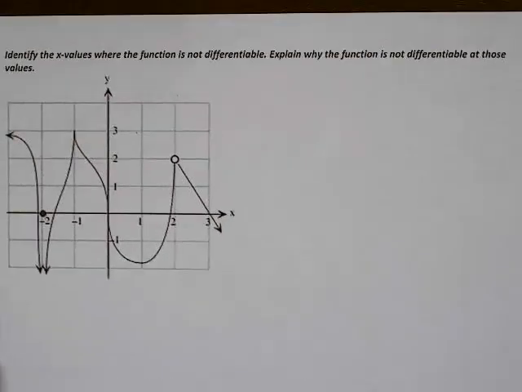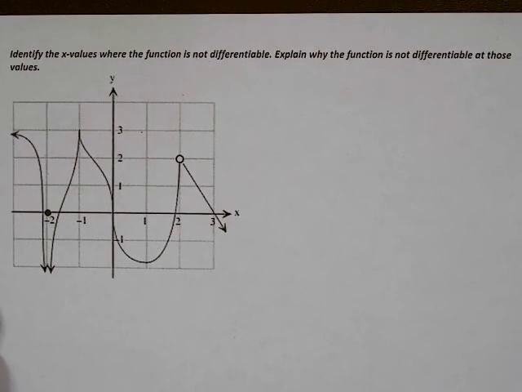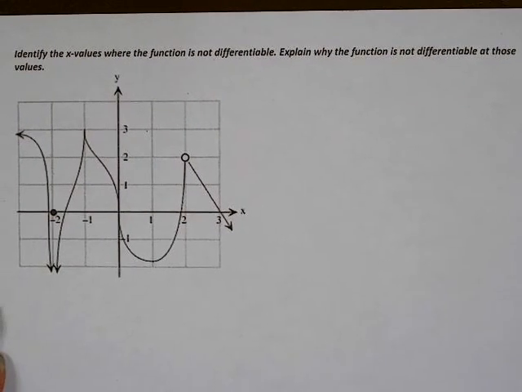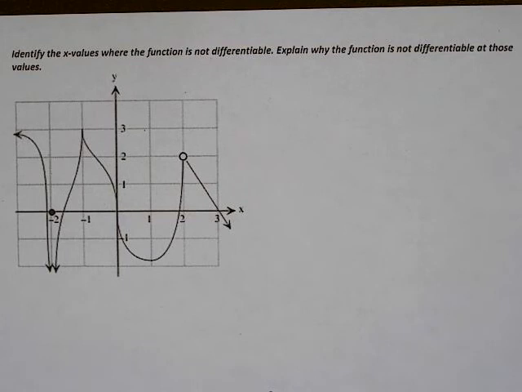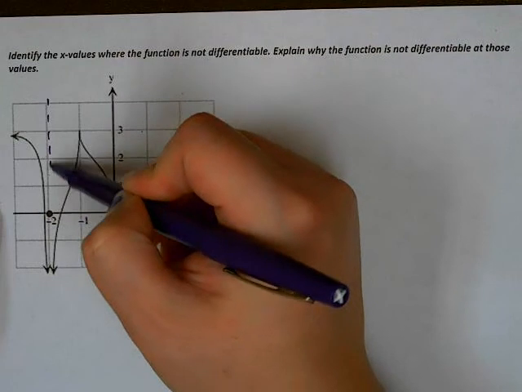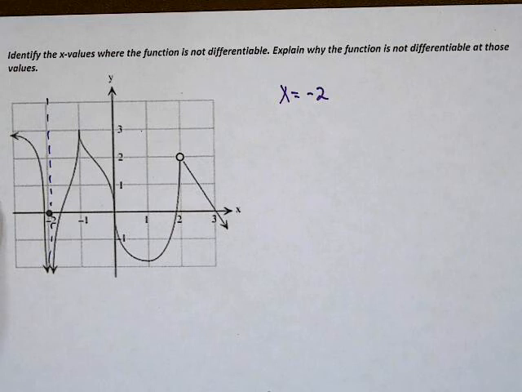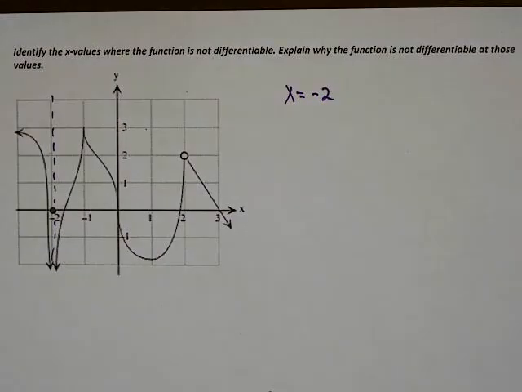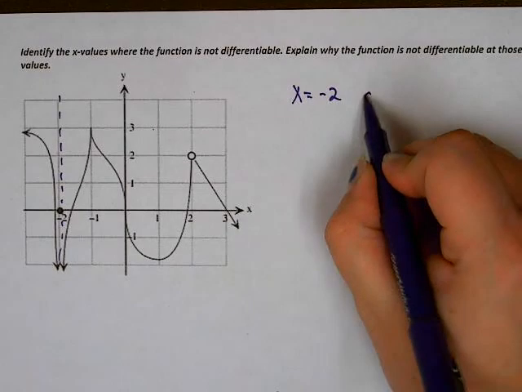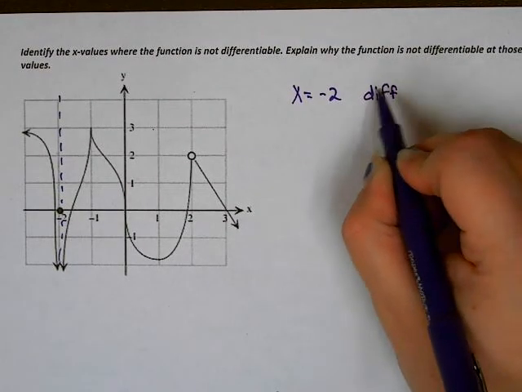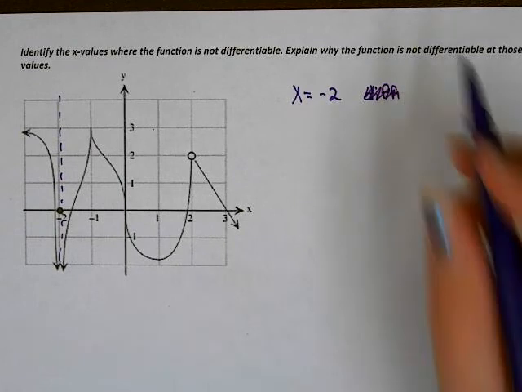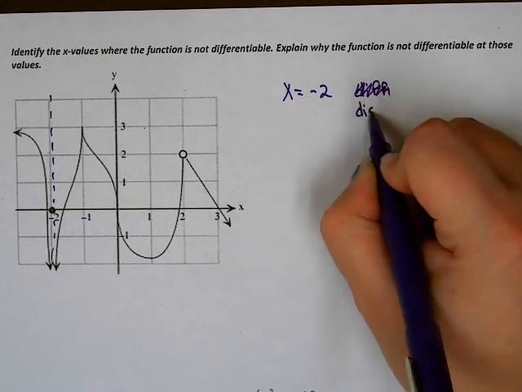So let's look at what some examples might actually look like here for us, okay? Identify the x values where the function is not differentiable. Explain why the function is not differentiable at those values. So the first place that I see a problem, and hopefully you do too, is here at x equals -2. All right, at x equals -2, we can clearly see that there is a discontinuity. So that is why it is not differentiable at -2. It is discontinuous.